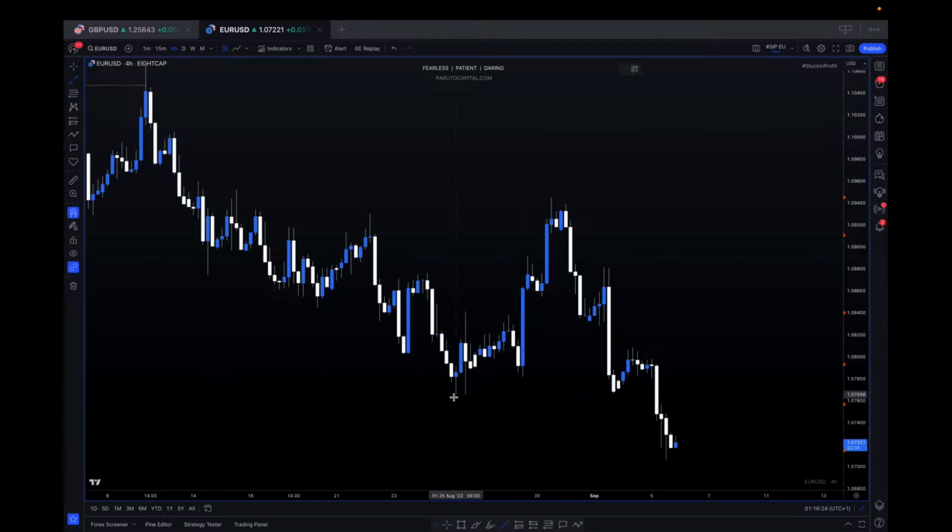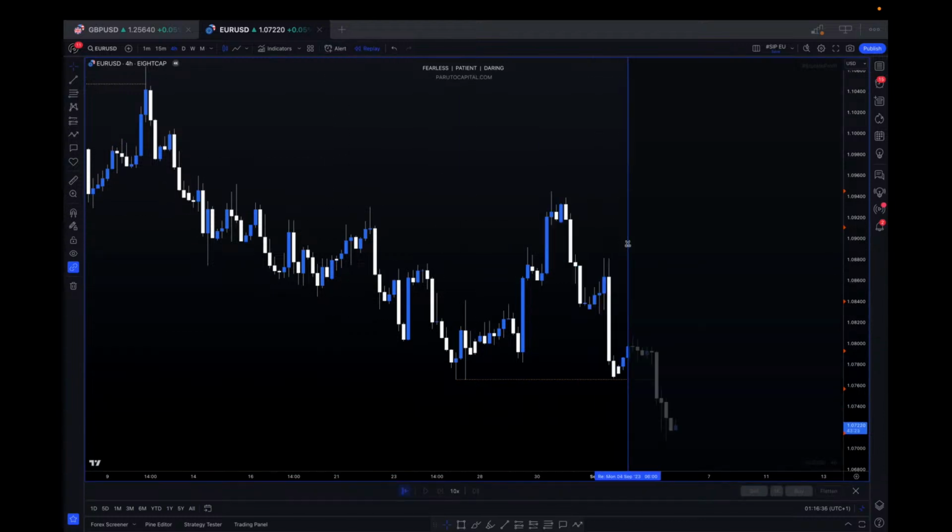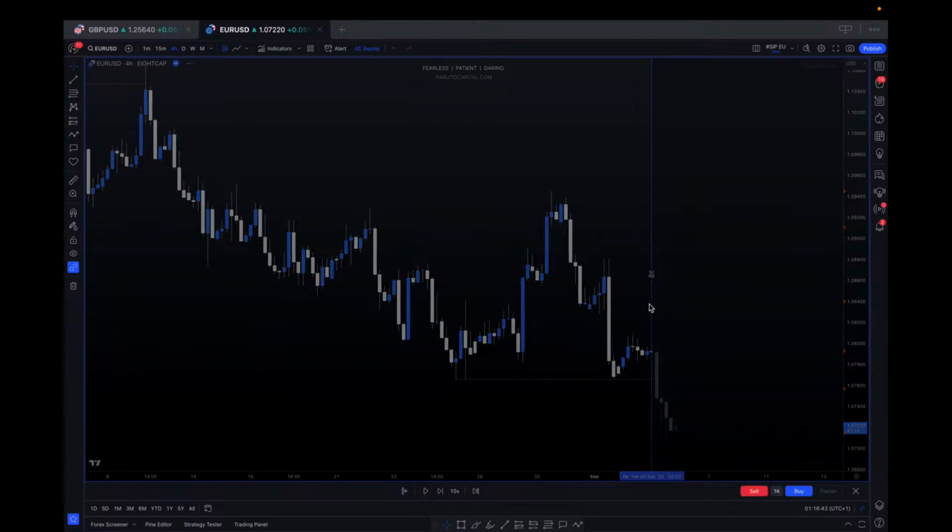So we had this, the last break of structure to the downside. Okay, no, this was yet to form at the time. So let me just replay the candle. Okay, let's take it to this guy.